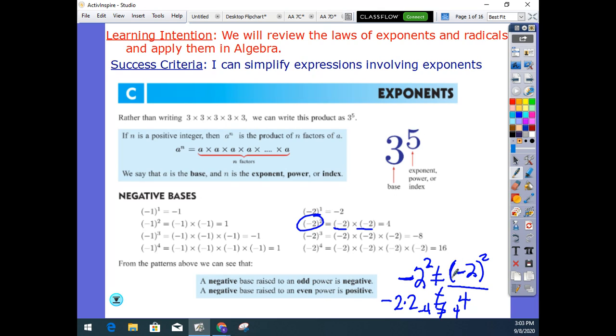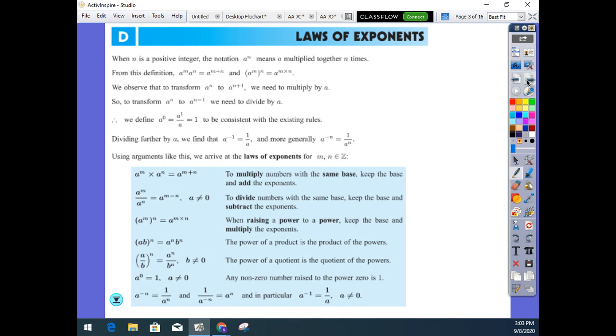If the negative is in parentheses, you're taking everything in parentheses and squaring it. This square just applies to the 2, not to the negative. That's really all letter C is about. Then D is about the laws of exponents. If you had me last year, I went over and over and over.